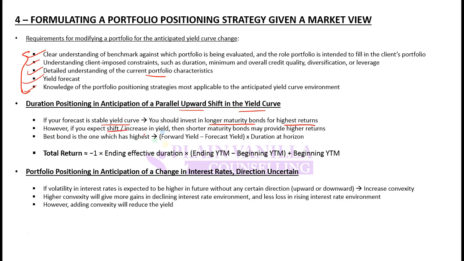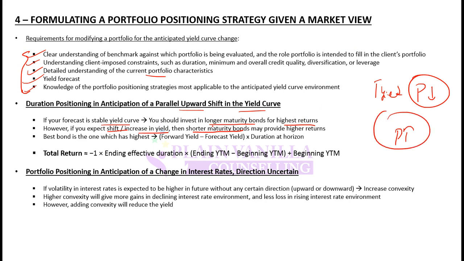However, if you expect a shift or increase in yield, that means you will have a loss, that is, prices will decrease. Now you would want to keep bonds where duration is shorter. And where is the duration shorter? Duration is shorter for shorter maturity bonds. So that means you should invest more into shorter maturity bonds. If you expect yield to decrease, then that means you will have gains. And when you are having gains, you would want to be exposed to longer duration. And where do you have longer duration? In longer maturity. So you will invest in longer maturity.